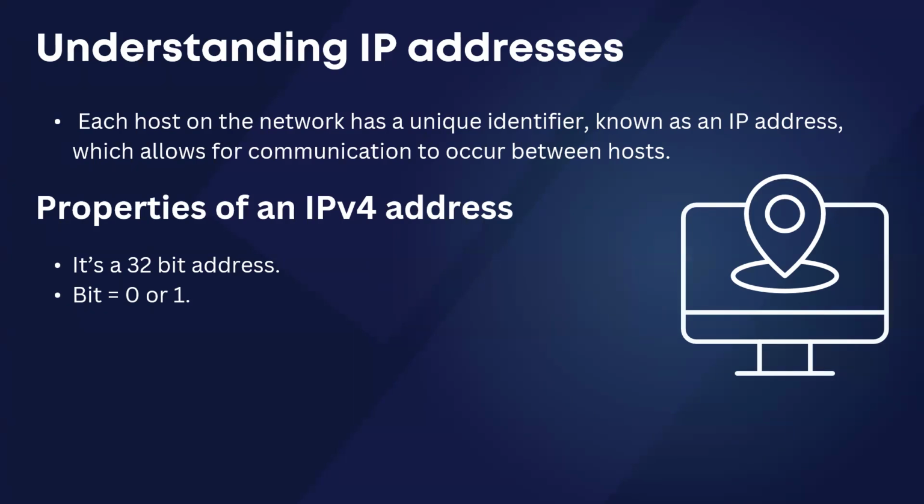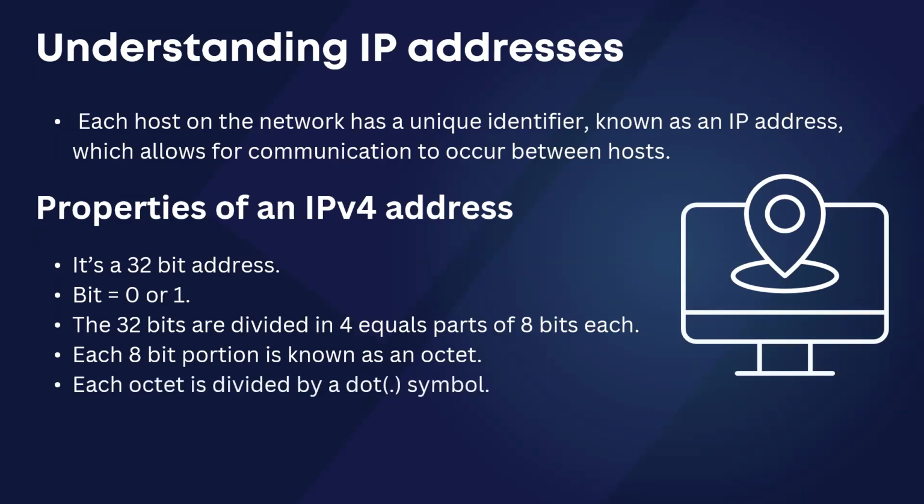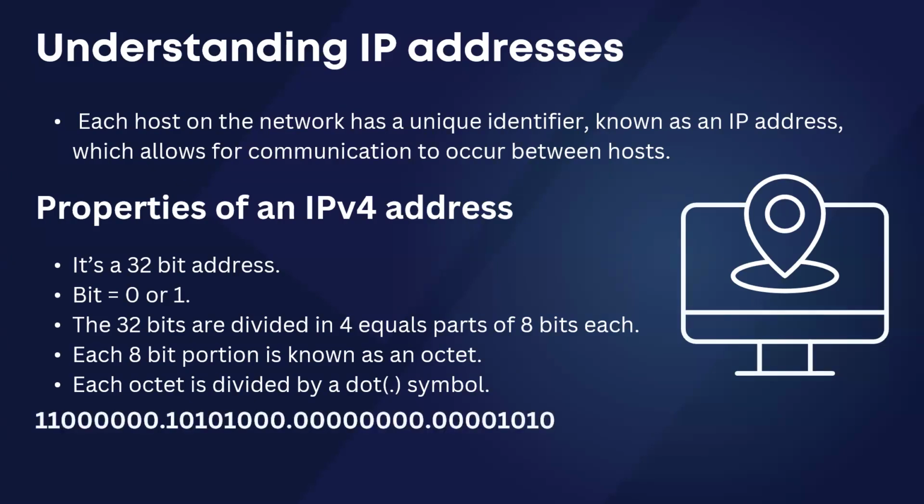This entire 32-bit address is divided into four equal parts of 8 bits each. Each of those 8-bit portions is called an octet. Octa in the sense of 8. Each octet of 8 bits size is divided by a dot symbol. So this is typically what your IPv4 address would look like in the binary format.